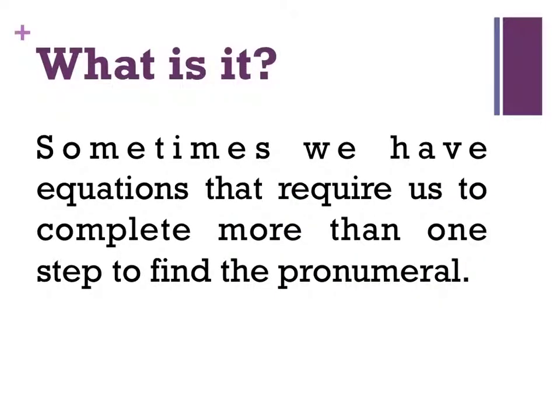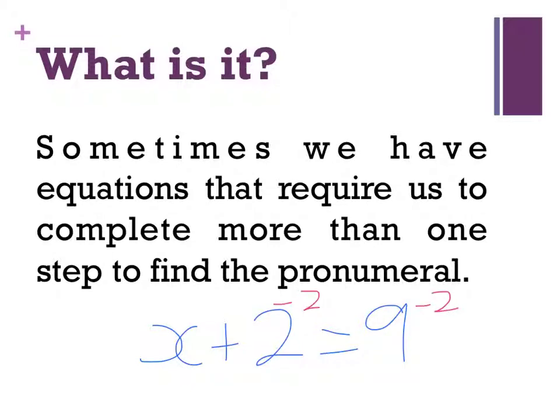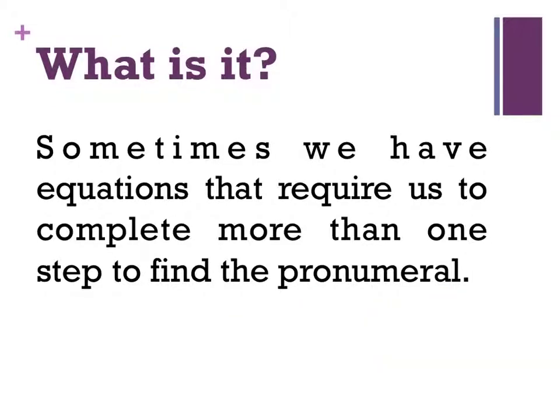So, sometimes we have equations that require us to complete more than one step to find the pronumeral. Last lesson we were looking at things like x plus 2 equals 9. All it required was one step. We take 2 away from this side and 2 away from this side, and then we get x by itself equaling 7. Today we're going to look at equations that require more than one operation to perform in order to get everything away from the pronumeral.